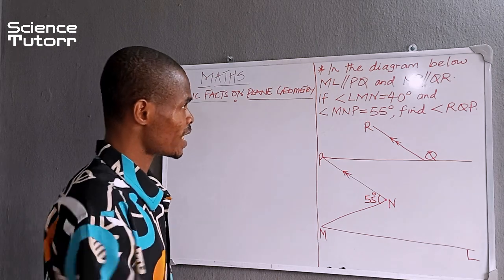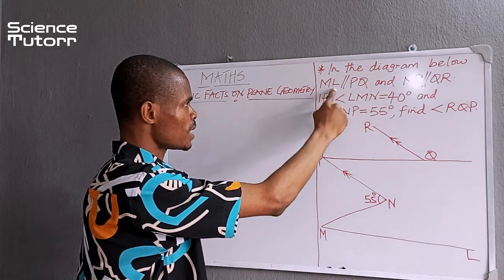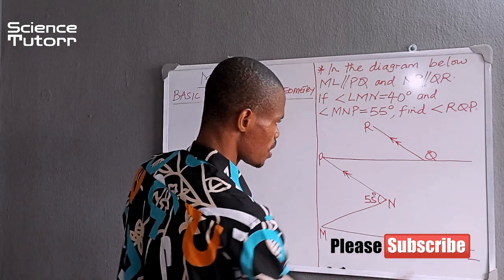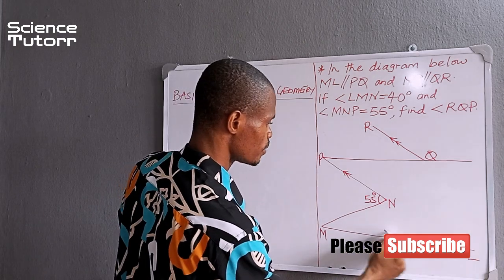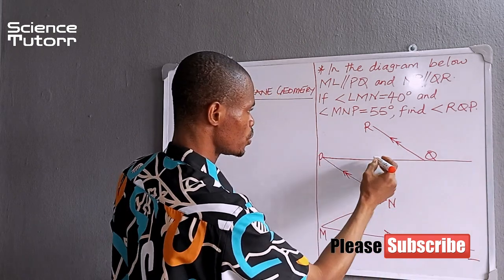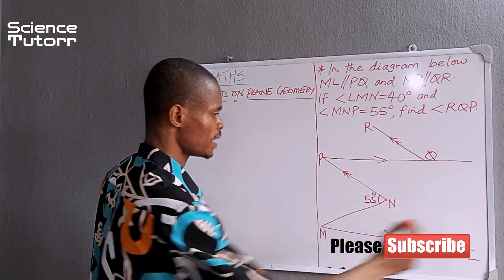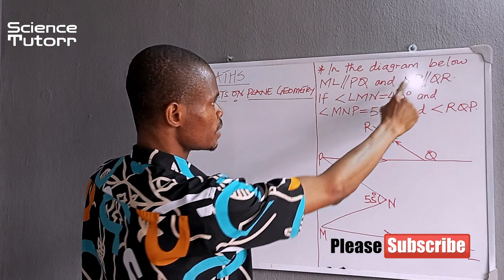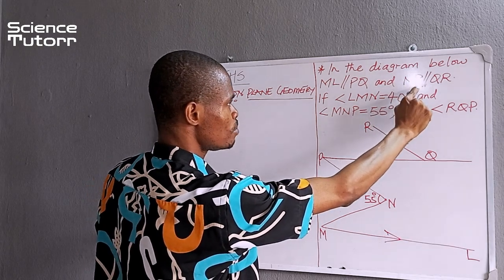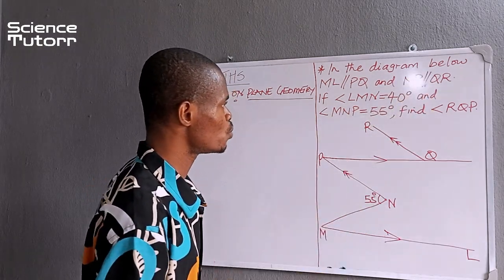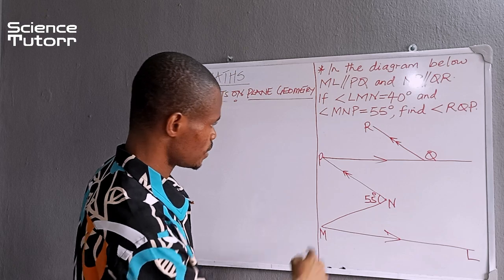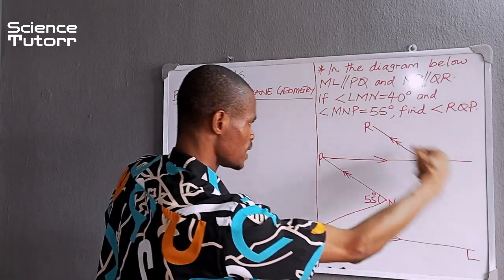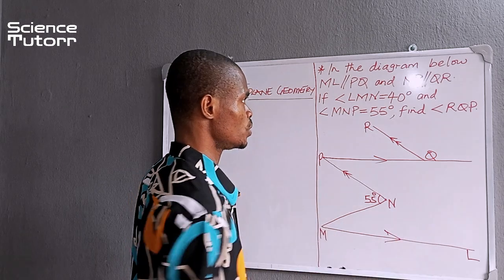We are told in the diagram below, ML is parallel to PQ. This is ML, it's a parallel line. ML is parallel to PQ. So they are parallel lines, and parallel lines do not meet. And then we are told that NP is parallel to QR. This is QR. You see, these two lines, they are parallel to each other because they do not meet.